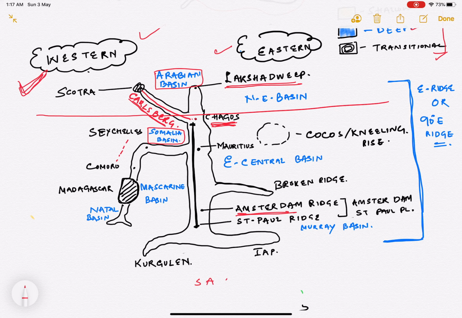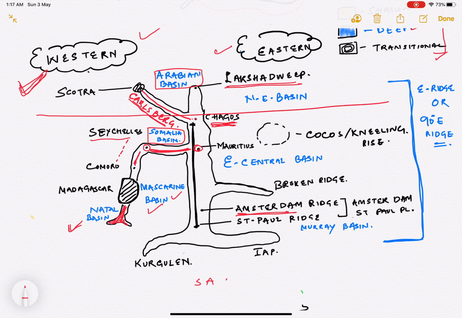This is number one. Number two, we have the Mauritius Seychelles Ridge, named because of the location. This Mauritius Seychelles Ridge is further continued by the Seychelles Comoro Ridge. Hence, this ridge separates your Somalian basin from your Mascarene basin. Again, the Seychelles Comoro Ridge extends as the Madagascar Ridge. This Madagascar Ridge separates your Natal basin from your Mascarene basin. If you remember, Natal is a state of South Africa.